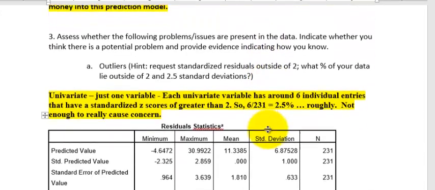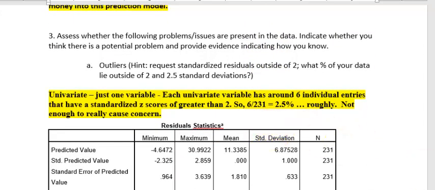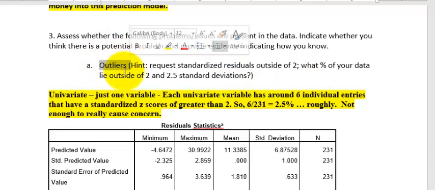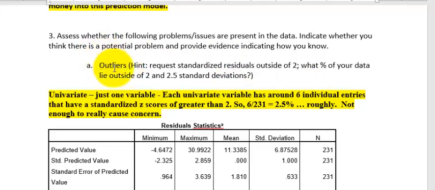All right, let's go to number 3. I'm not sure what he's asking in question 3, right? He talks about outliers. But again, when you're dealing with outliers in a regression model, you're only talking about multivariate outliers, not univariate outliers, okay? And he gives you a hint. Request standardized residuals outside of 2. What percent of your data lie outside of 2 and 2.5 standard deviations? That's a damn good question. So I'm going to go ahead and look it up here.